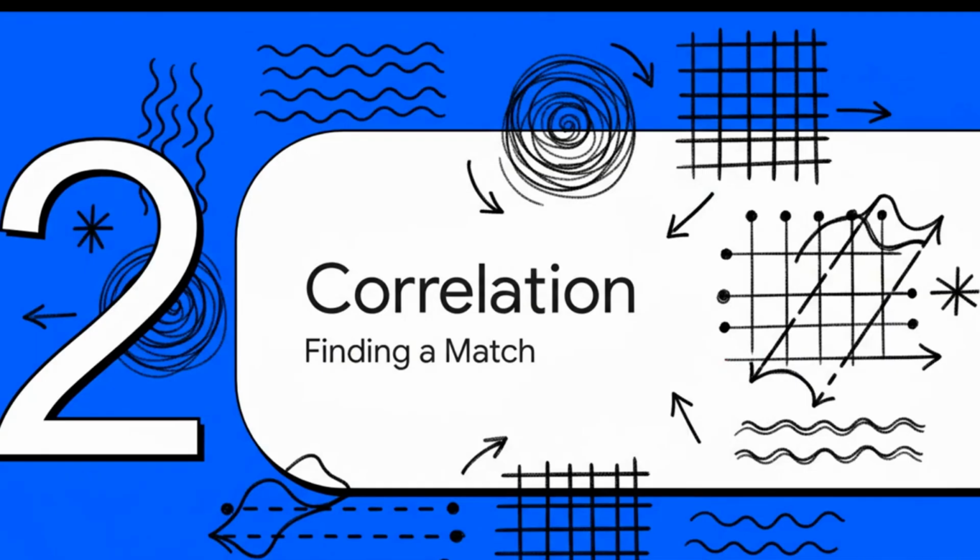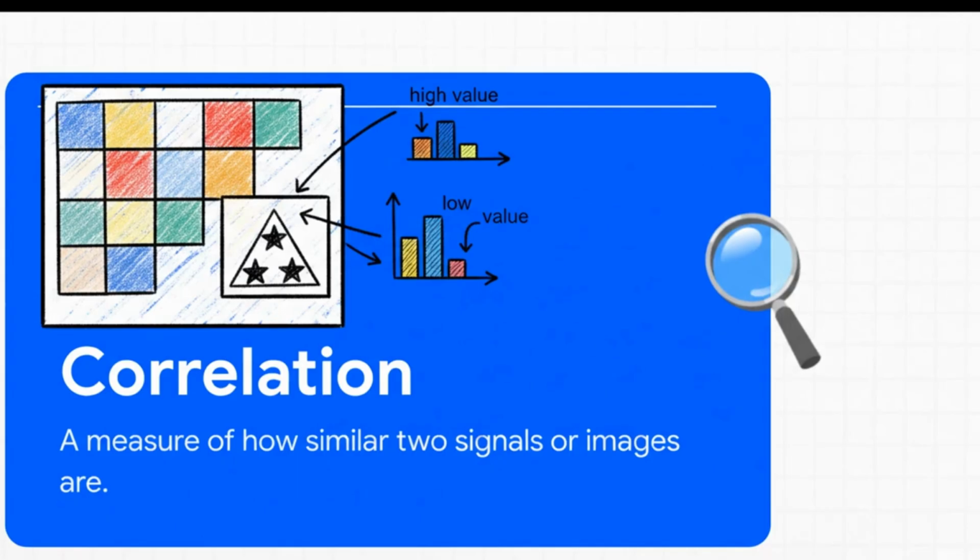Let's start with the one that's a bit more intuitive: correlation. I mean, the name itself is a huge clue, right? Correlation is all about measuring similarity. Its whole job is to find out where a specific pattern exists in your data. Simply put, correlation is trying to answer the question, how much does this little patch of the image look like the template I'm searching for? A high score means a great match, and a low score means, well, not so much.